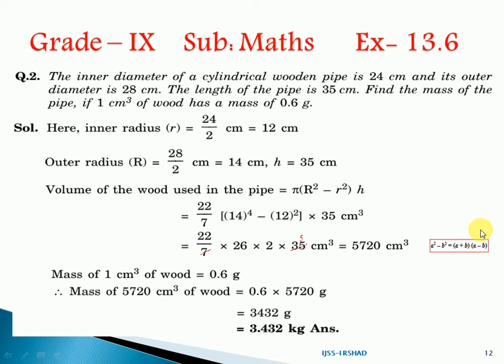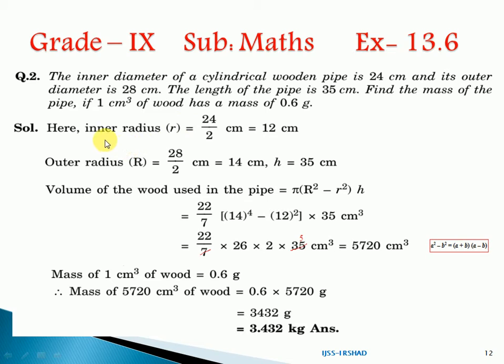Question number 2, the inner diameter of a cylindrical wooden pipe is 24 centimeter and its outer diameter is 28 centimeter. The length of the pipe is 35 centimeter. Find the mass of the pipe if 1 centimeter cube of wood has mass 0.6 gram.